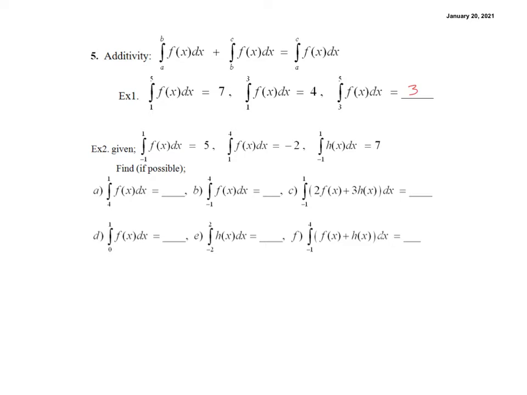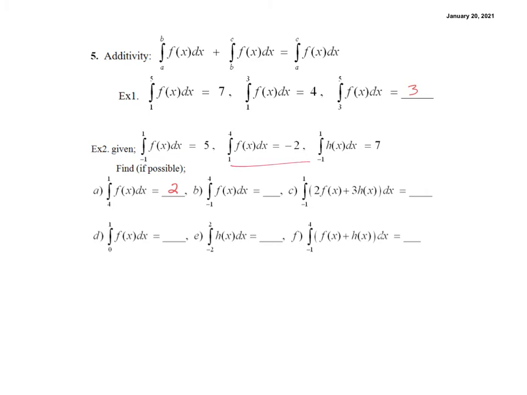Another example, we're given the integral from negative 1 to 1 of f of x dx is 5. And if the integral from 1 to 4 of f of x dx is negative 2, and the integral from negative 1 to 1 of h of x dx is 7, we're asked to find, if possible, what's going to be the integral from 4 to 1. Well, since 1 to 4 is negative 2, 4 to 1 is going to be positive 2.